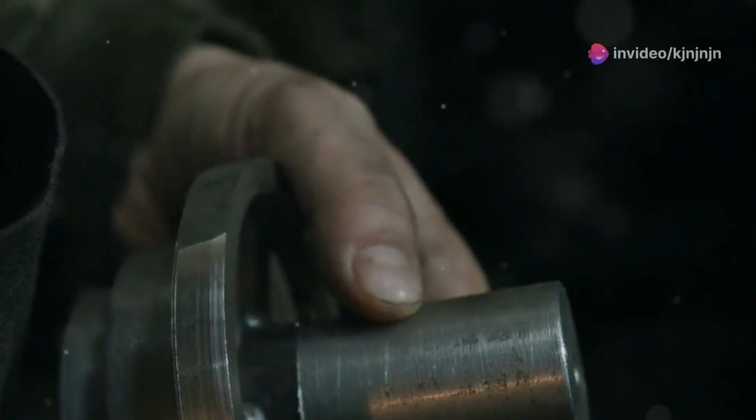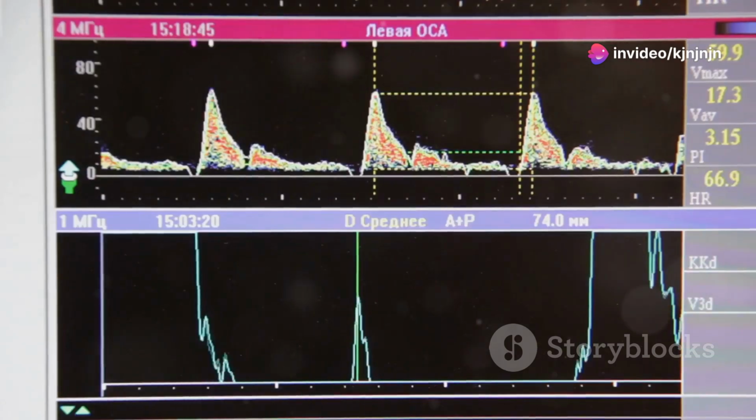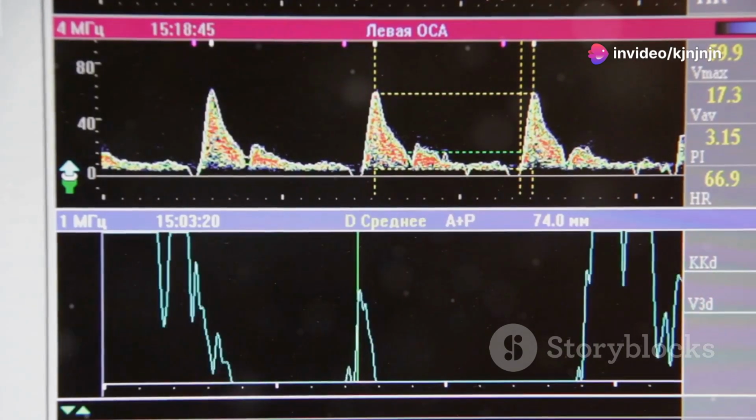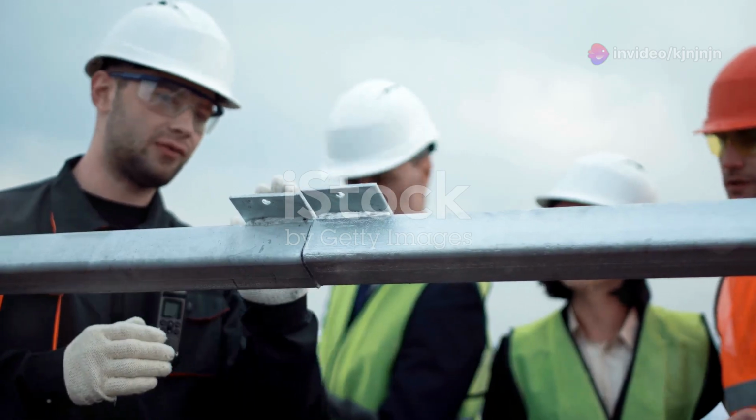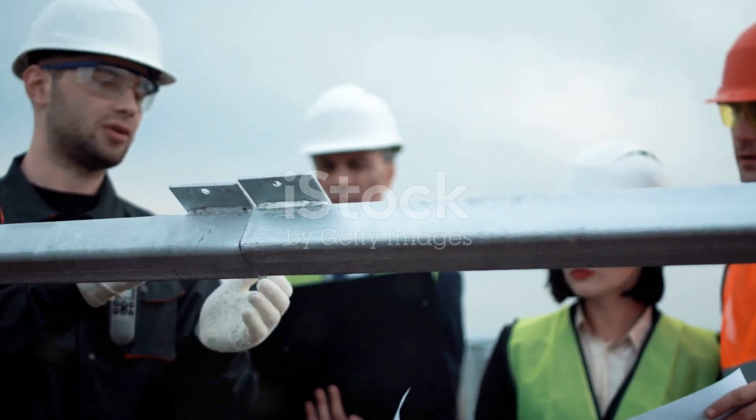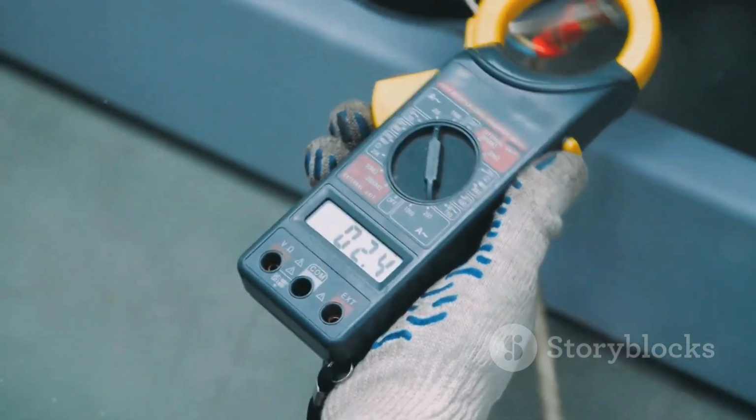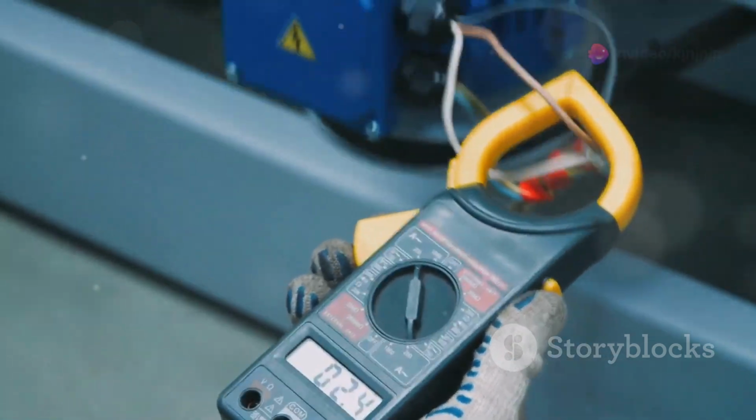Strain is defined as the change in length divided by the original length. It's a dimensionless quantity, often expressed as a percentage or microstrain. Measuring strain allows us to quantify the deformation of a material. This information is vital for assessing structural health and performance.